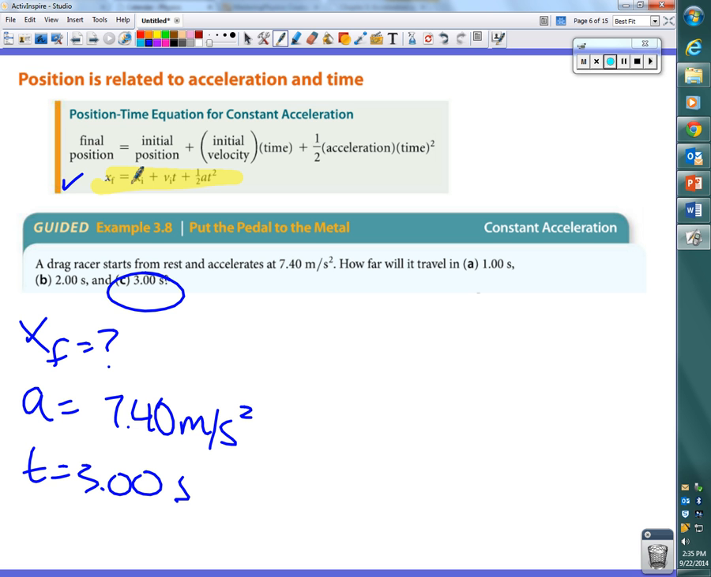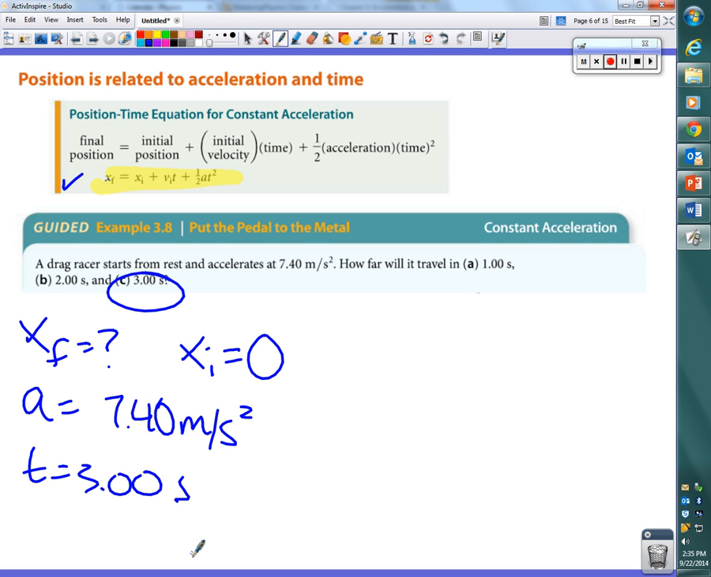Initial position shows up in this equation, so we need to know it if we're going to solve for final position. It makes our lives easier if we say that this drag racer started at the origin, right? Anything that we can make zero in an equation just makes the equation easier to solve. It doesn't tell us specifically where it started. Let's call it 0, then we don't have to worry about that.